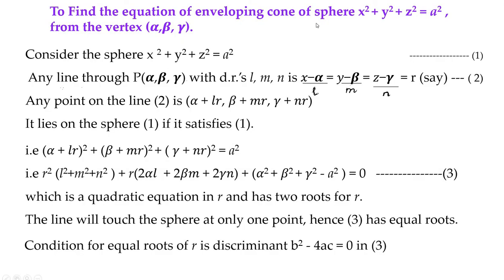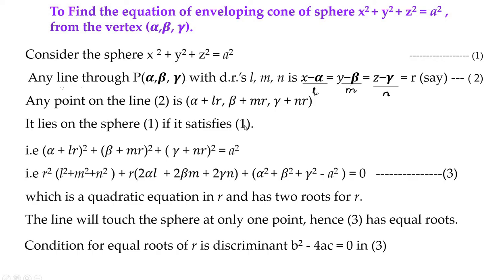Now we will obtain the equation. To find the equation of the enveloping cone of the sphere, we take the standard form, that is, the center is at 0, 0, 0 and the radius is a. From the vertex we are going to consider a line, any line through alpha, beta, gamma, which we take as the vertex. The direction ratios of the line we presume to be l, m, n.